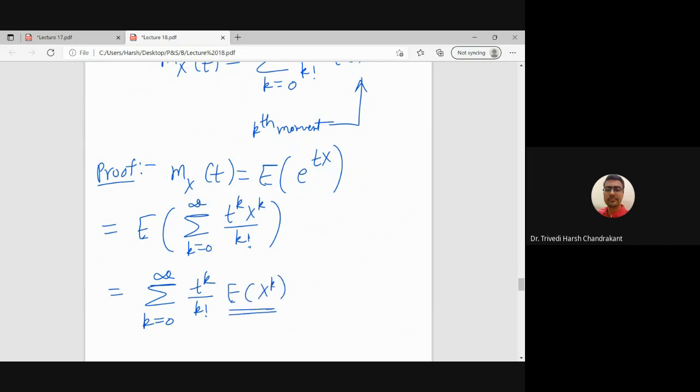So this term, the expectation of x^k, is our kth moment of the given random variable X, right? Okay. So what we will do now: we are given the random variable, we will first find the moment generating function, and whatever moment generating function is there, it has a power series expansion. That power series we will compare with this power series, so we'll get the corresponding terms.